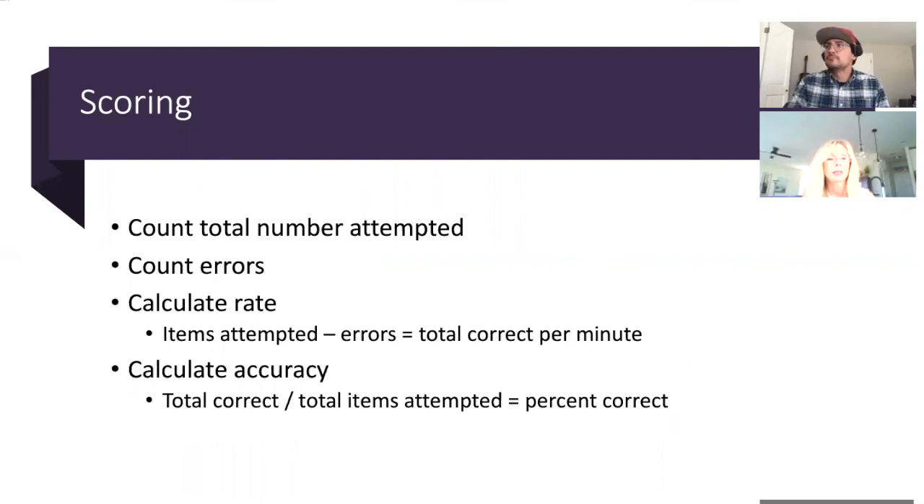Scoring is the same as previously mentioned. To calculate the rate, how many did they attempt? Subtract the errors, that gives you the total correct per minute. To calculate the accuracy, what was that total correct number that you just found divided by the total items attempted, and that gives you the percent correct.